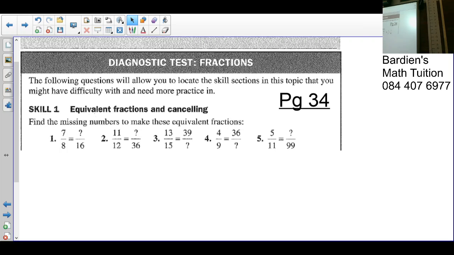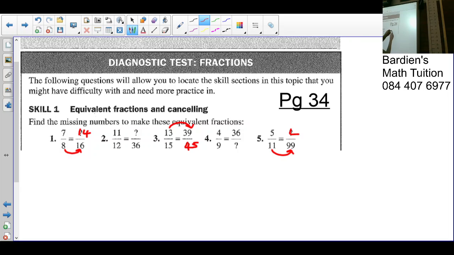Okay. So the question says in skill 1, equivalent fractions and cancelling. So how do I move from 2 to 16? That's by 2. So what number is short here? 14. Not so? From 13 to 39, times by 3. So that's going to be 45. 15 times 3 is 45. The next one, from 11 to 99, times by 9.